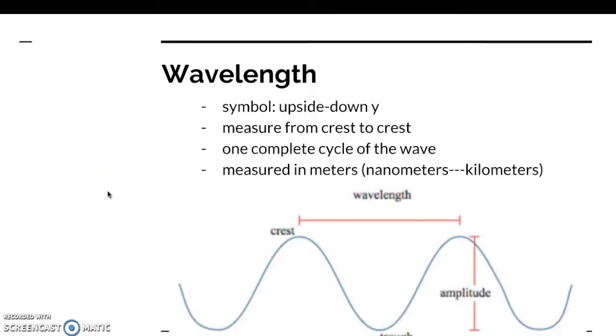Okay, so wavelength. The symbol is an upside down Y. It's a Greek letter actually. And it's measured from crest to crest. So you see right here to right here is one complete wavelength. So it's a complete cycle of the wave. And it's measured in meters or nanometers to kilometers. And this is called a trough right here. And then this right here is the amplitude.